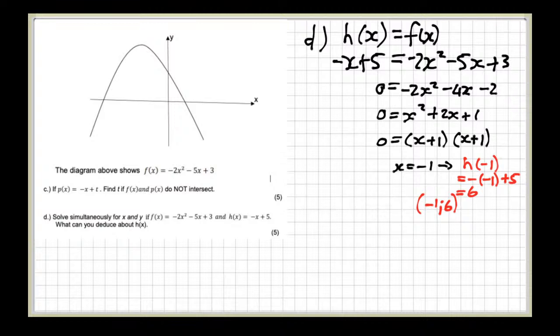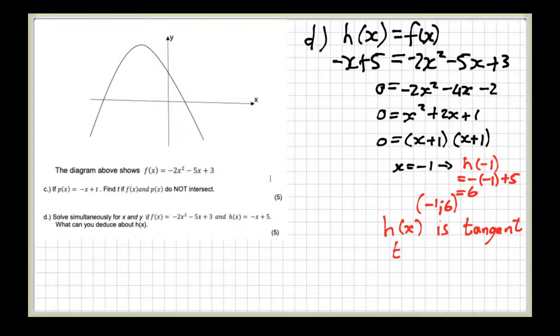Now, did we answer the question? Not really, because the question consisted of two parts. The first part was solved simultaneously. The second question was, what can you deduce about h of x? If I look at h of x and it only has one solution, it means h of x is not just any line, it's actually a tangent.